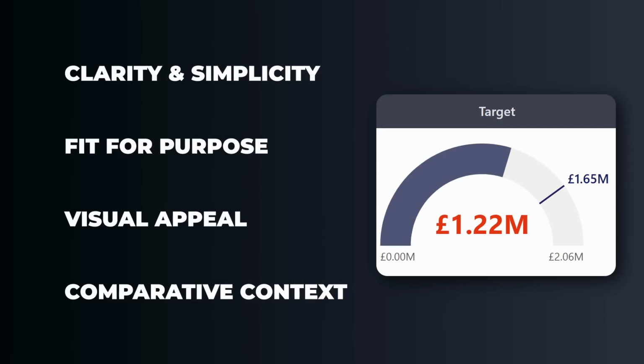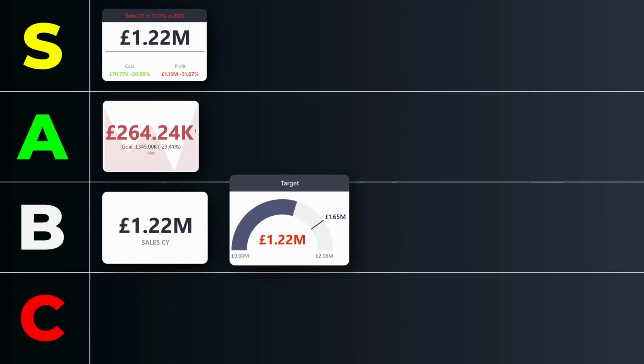And here we have the gauge, and it's pretty much the same as the KPI card. It is simple and clear, has visual appeal and comparative context, but it is only fit for one purpose, target comparison. And for that reason it will be ranked as average. Now we've been through the classic KPI cards in Power BI, but you know me, I always like to try new things, and we still have many more visuals to check, the unusual KPI cards.